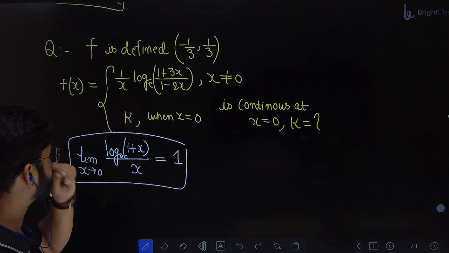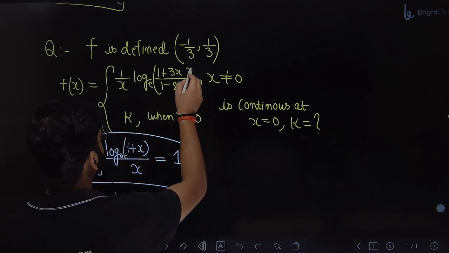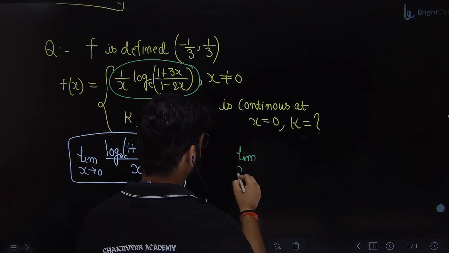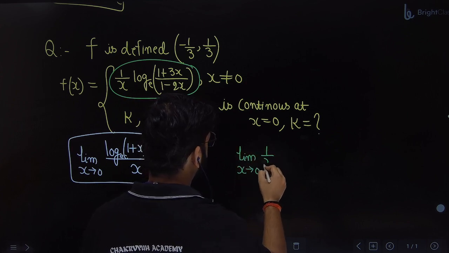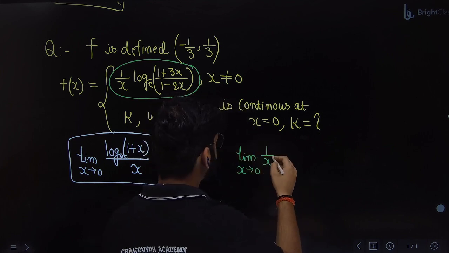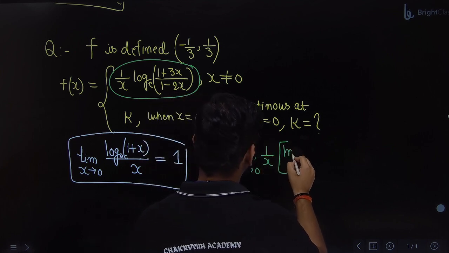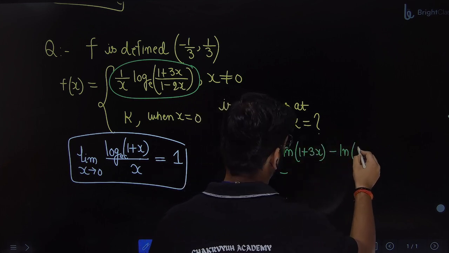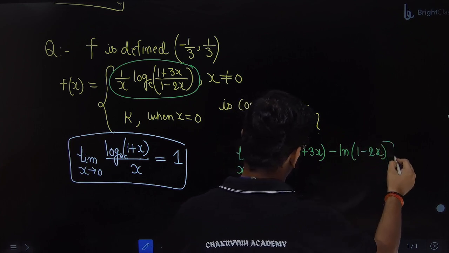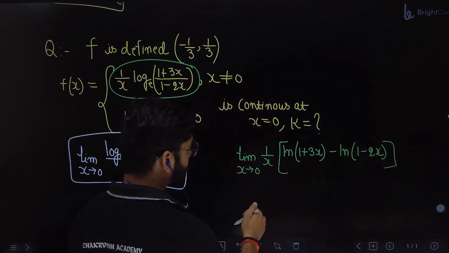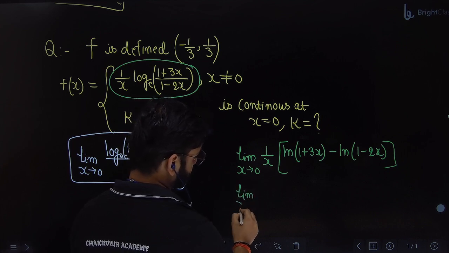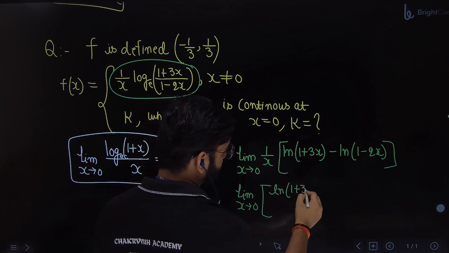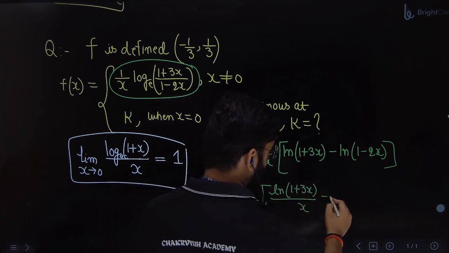Okay, so remember this logic. So let's try this problem. Let's simplify this. Find the left hand limit, right hand limit. So limit x tending to 0, 1 by x. What is log a by b? Log a minus log b. Question is solved now. Take x inside. So the moment you shift x inside, it will be ln(1 plus 3x) by x minus.